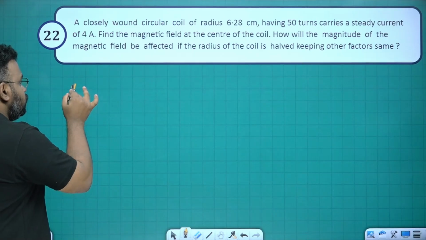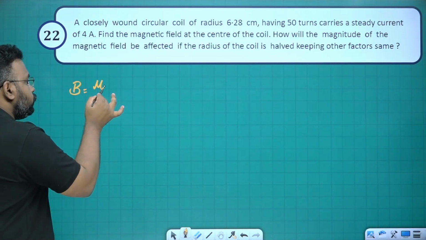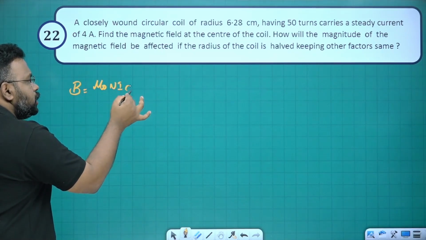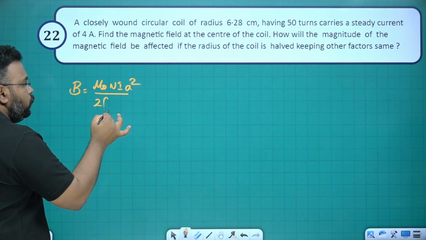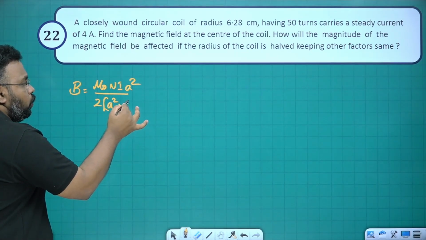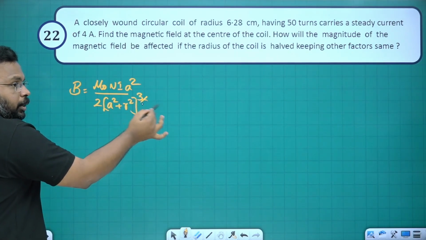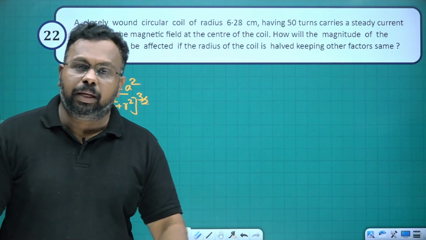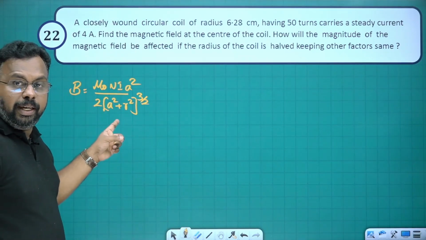B general equation is mu naught N I a square by 2 into (a square plus R square) whole raised to 3 by 2. This is the formula for magnetic field due to a circular coil. Here what is a?